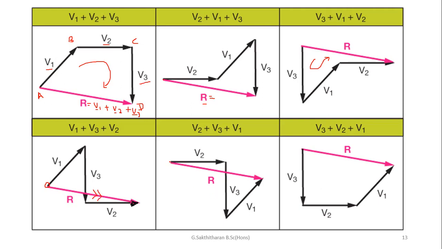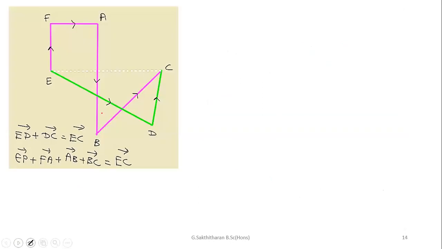And here also, the starting point is here and the ending point is here. Those vectors are V2, V3, V1. So we can directly write V1, V2 plus V3 plus V1. So here also it is like this. We can now see different types of vector additions.